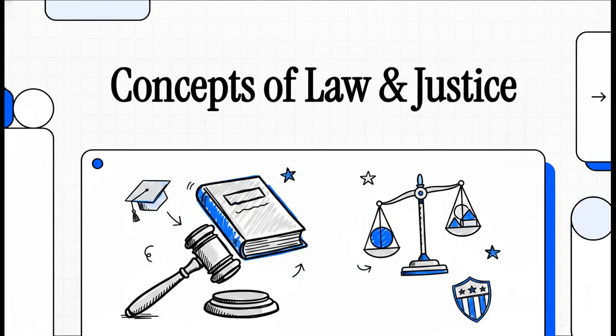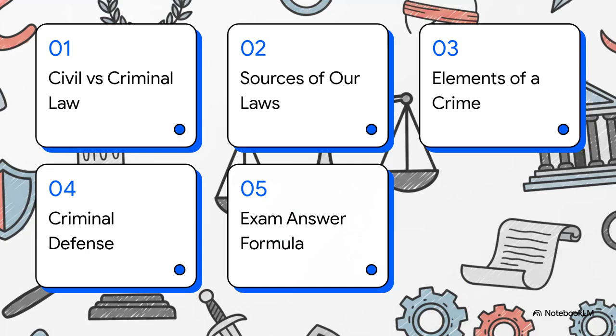Today, we're diving straight in and cracking open the societal rulebook to master Chapter 2, Concepts of Law and Justice. Let's get a really solid grip on the foundational rules of the American legal system so we can absolutely ace this upcoming test together. Here is our roadmap for Chapter 2: Civil versus Criminal Law, Sources of our laws, the elements of a crime, strategies for criminal defense, and finally, the exam answer formula.